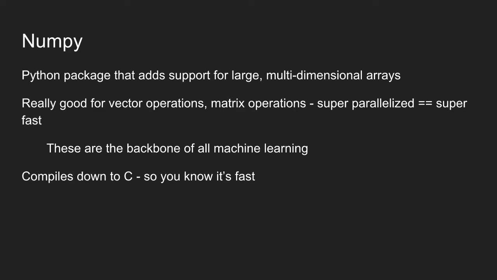And the great thing is that this makes all operations super parallelized, meaning that you can run huge computations rather quickly because you exploit the fact that matrices can be computed in parallel. These matrix operations and vector operations are the backbone of machine learning and data science. And as a last note, all of this compiles down to C, so you're not even dealing with Python code at that point.